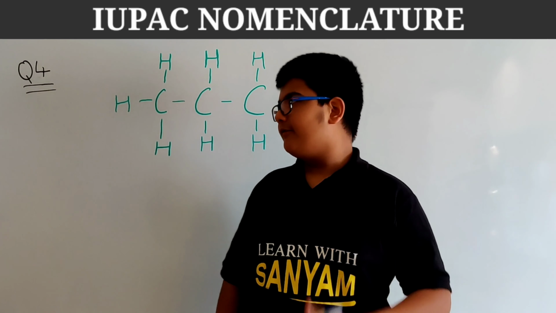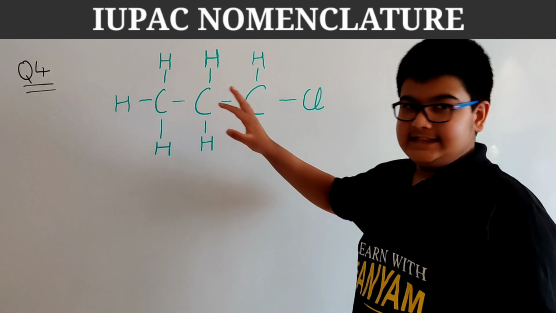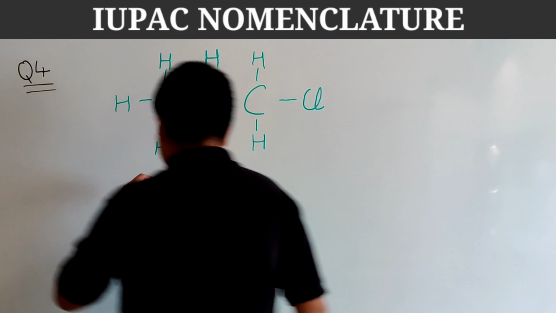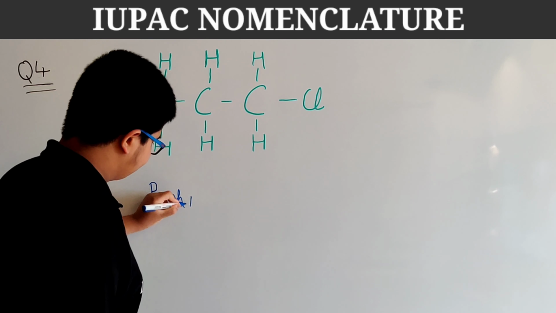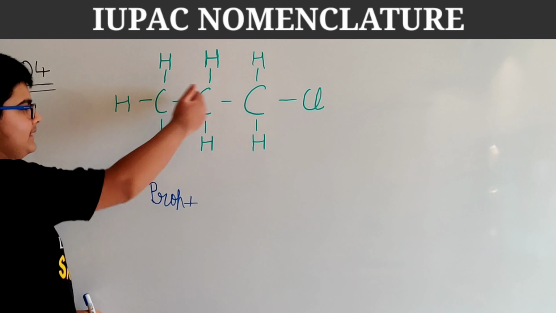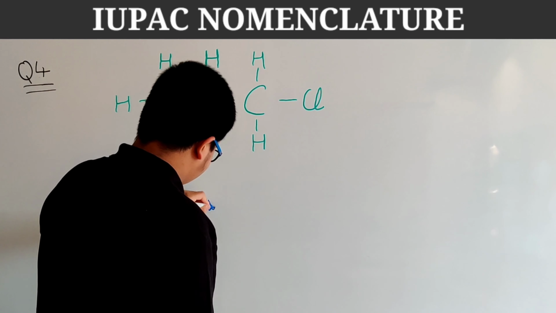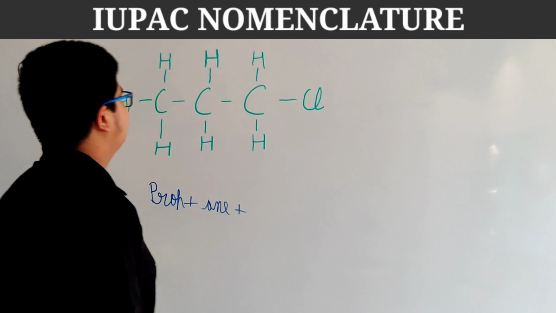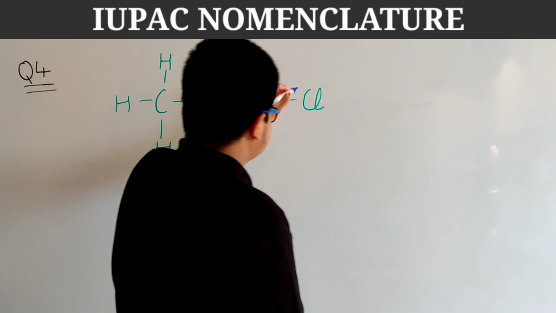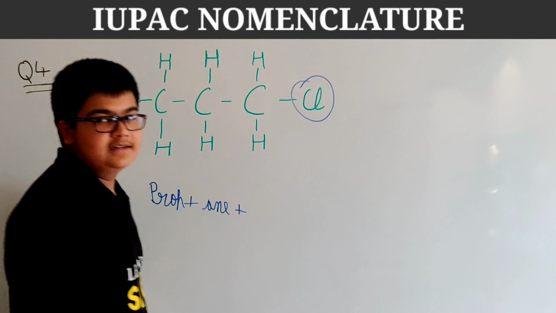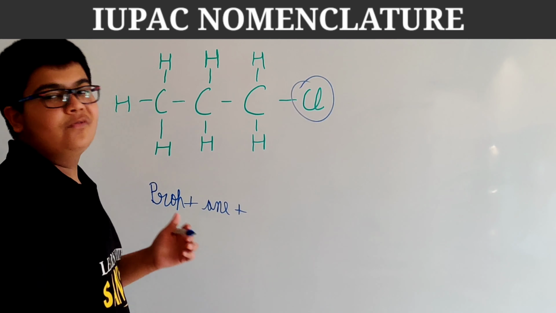Here we have our 4th and last question. Again you can see that 3 carbons are present. So prop. Second step, only single bond is present. Third step, functional group. Here you can see that the Cl functional group is present. This means that a halogen functional group is present, that is the chloro functional group.